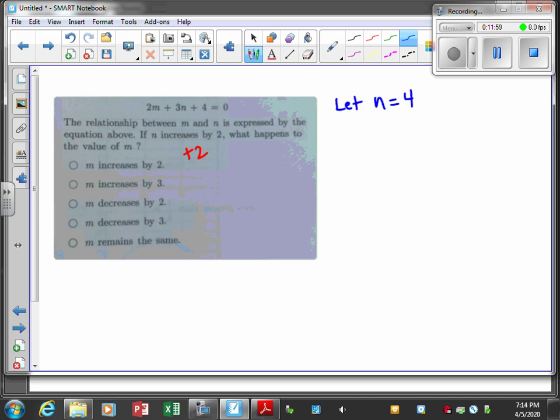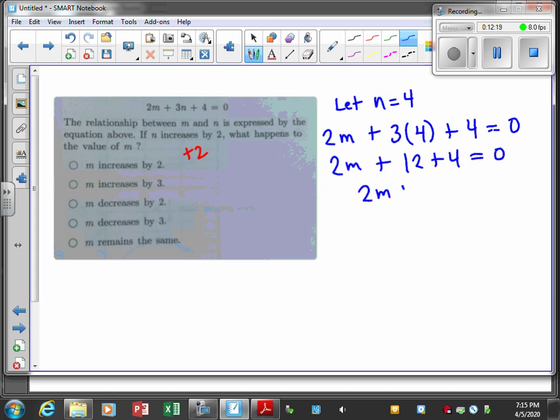I'm just choosing 4. And so I'll have 2m plus 3 times n, and this time I'll let n equal 4, plus 4 equals 0. So I'm going to plug in a 4 for n just because I'm saying let's look at that. So I'll have 2m plus 3 times 4 is 12.